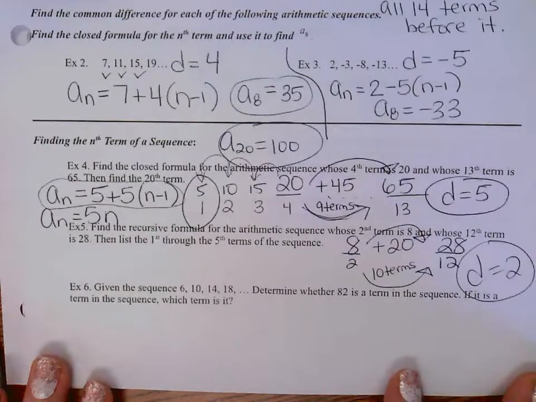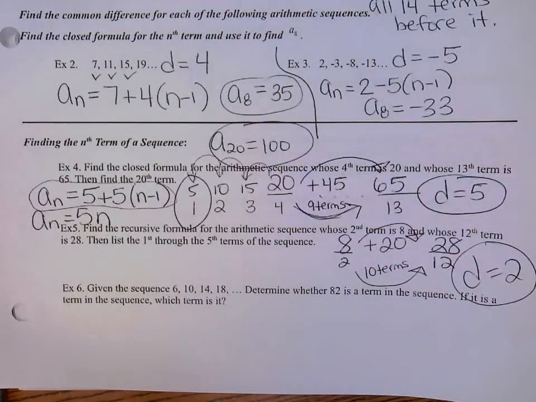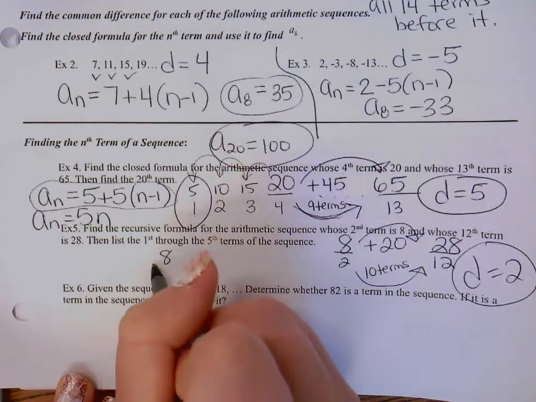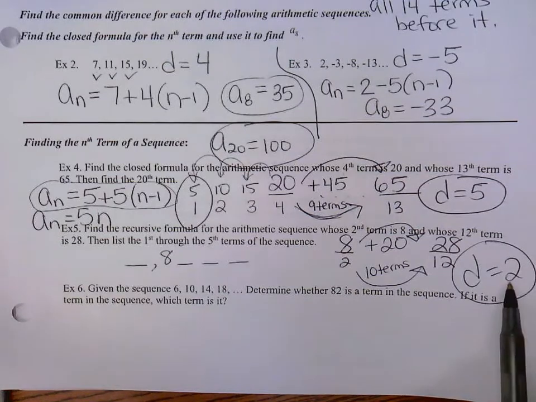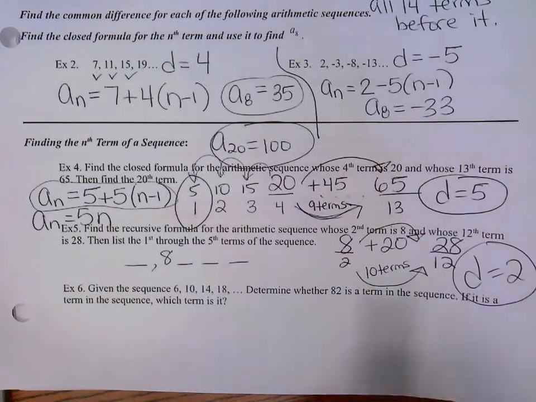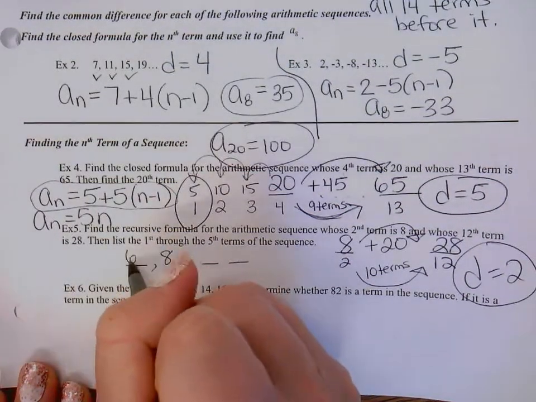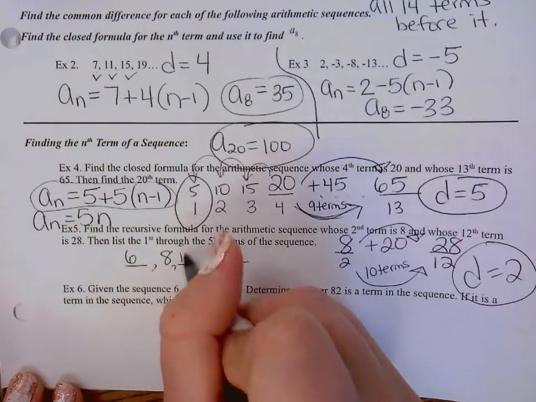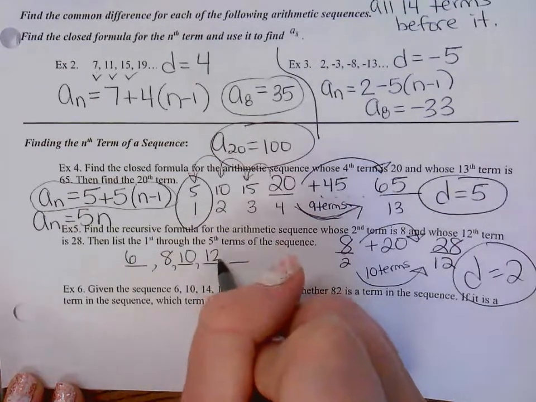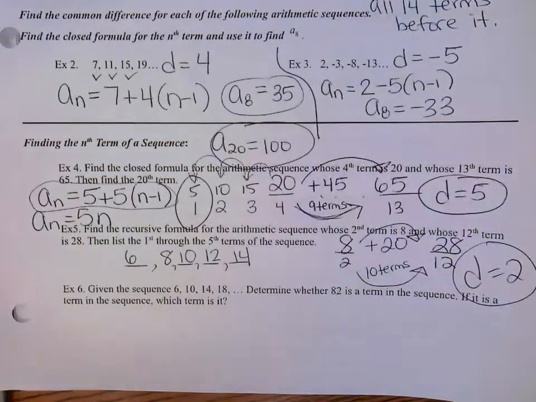I have to write a recursive formula and list the first through the 5th term. I know the second term is 8. So what did the first term have to be? Common difference is 2. So this had to be 6 to add 2 and get to 8, right? So then I would add 2, 10, add 2, 12, add 2, 14.